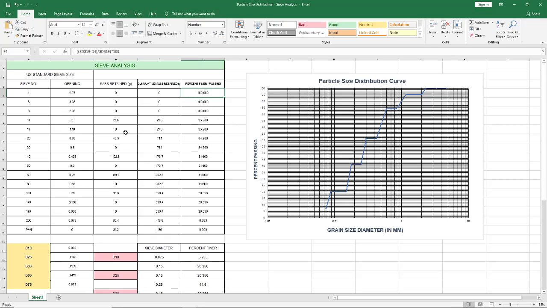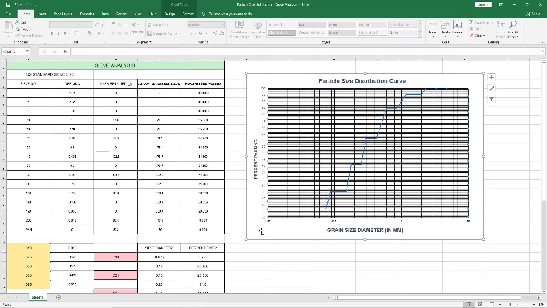Then as we get to the graph, here I have programmed it. I have put a chart on it. This is the particle size distribution curve that I have made, and this shows how graded the given soil was.